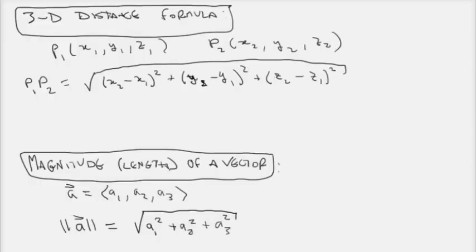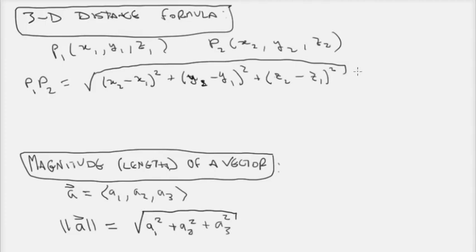So your book has a proof for the 3D distance formula, and I'm not going to give that to you right now, but I'll explain to you intuitively how it works. If we have two points, P1 is (x1, y1, z1) and P2 is (x2, y2, z2), to find the distance between P1 and P2, we take the square root of the difference between the x components squared, the y components squared, and the z components squared. And this is basically a three-dimensional Pythagorean theorem, if you think about it.